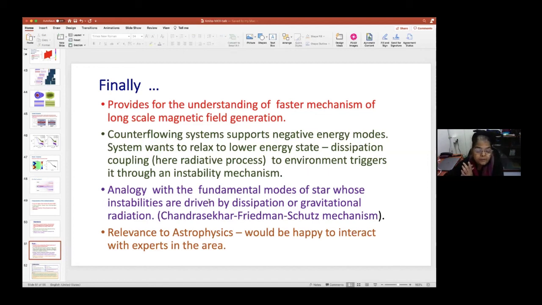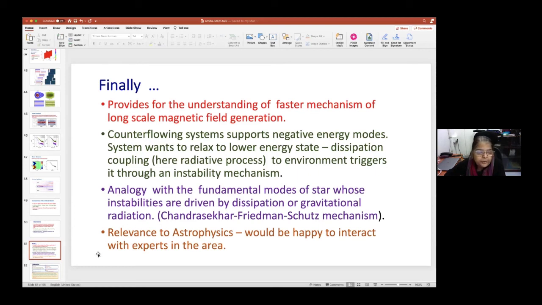And in fact, this would also have a lot of relevance to astrophysics, because there you encounter jets coming out, and often such areas can be threaded. Like you can have a lot of plasma medium, which can provide for counter-streaming currents, and this kind of radiative losses can be present there.